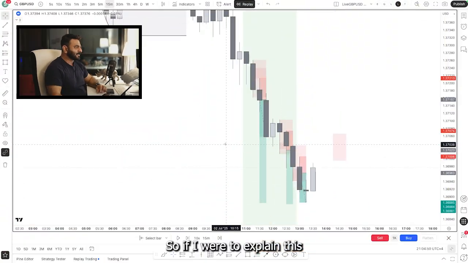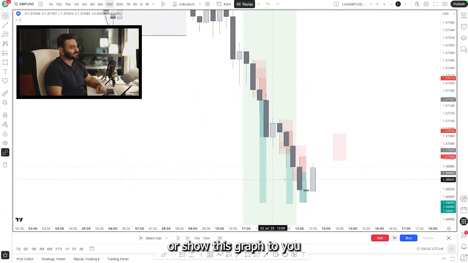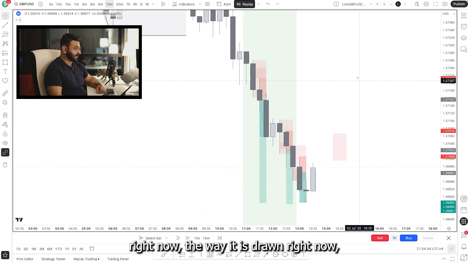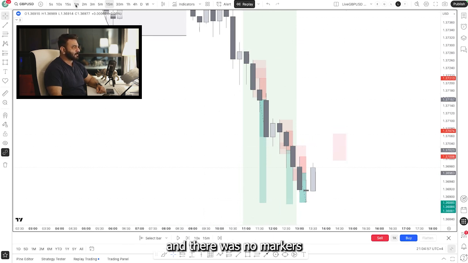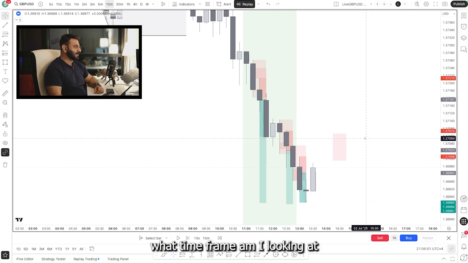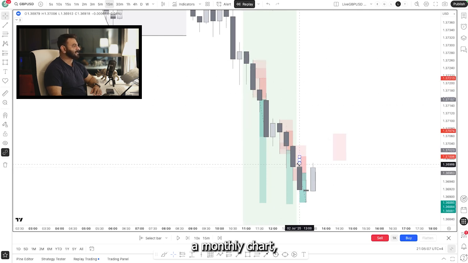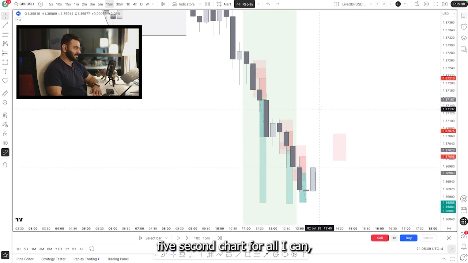So if I were to show this graph to you the way it is drawn right now, and there was no markers of the time over here, there is nothing over here, could you tell me what time frame am I looking at? Just by looking at the candles? Absolutely not, right? This could be a daily chart, a monthly chart, a weekly chart, a 5-second chart for all I care, but you will not be able to guess.